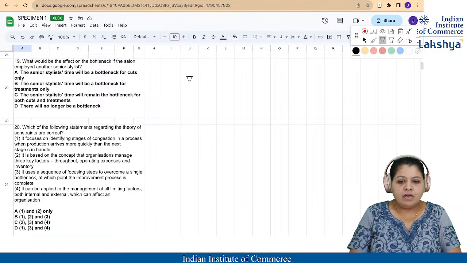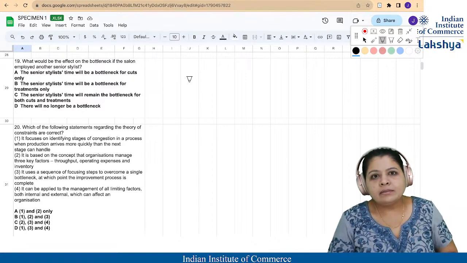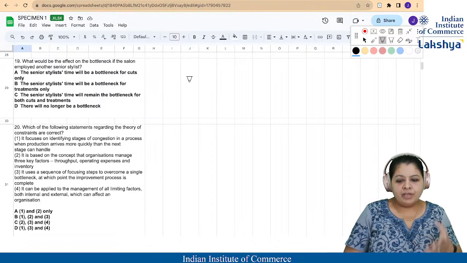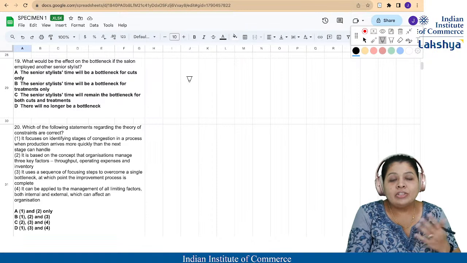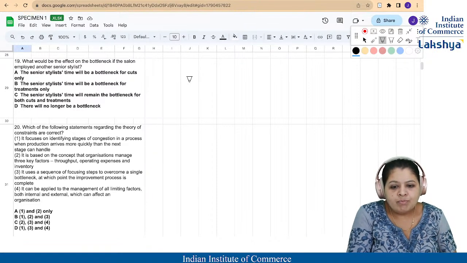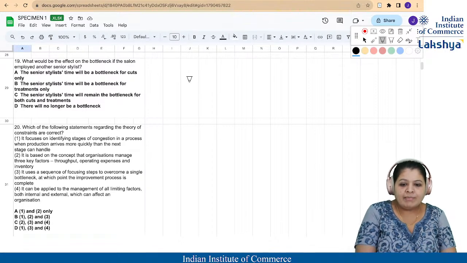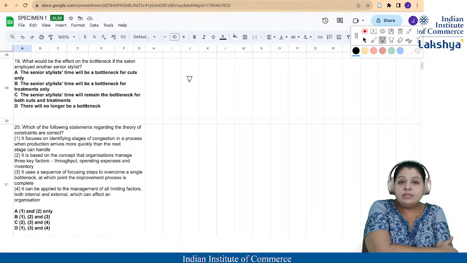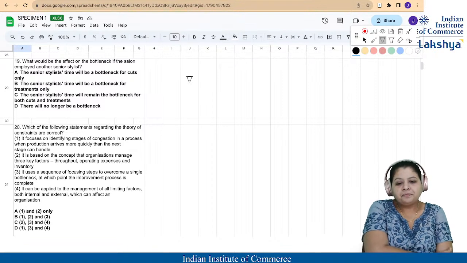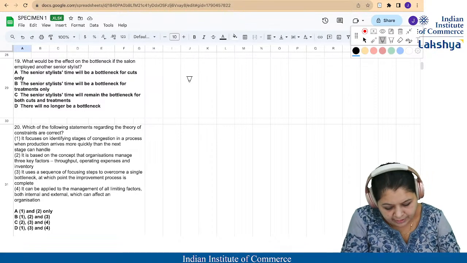Right now, unless you calculate and figure out how much extra hours you will receive, it is impossible to find out which answer is correct. So even if it looks prima facie like a theory question, it is not, and you still need to figure out if the bottleneck is eliminated or not, right? So let's do that.